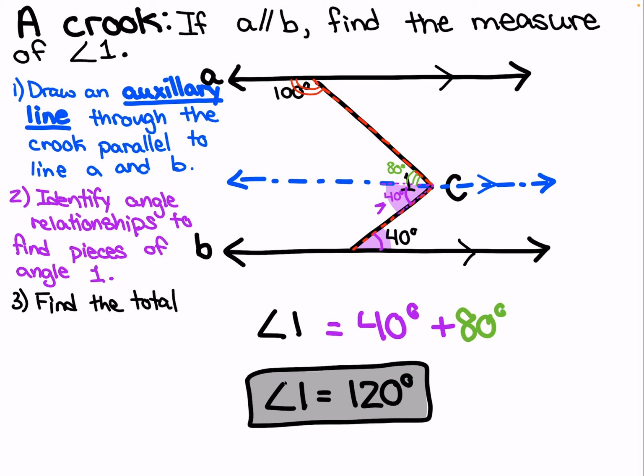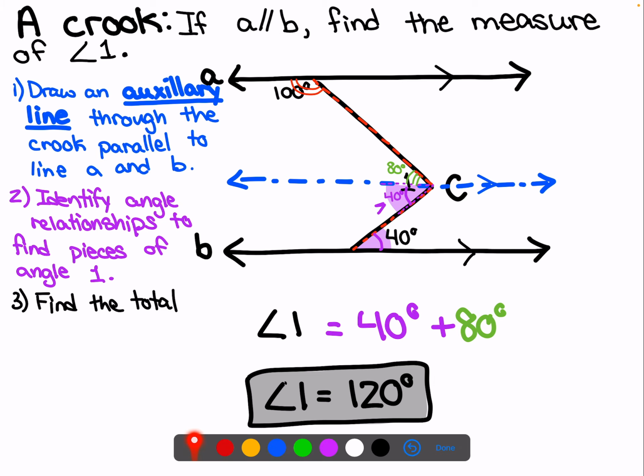So again, that's how you'll go through these crook problems. First, draw an auxiliary line through the crook parallel to your 2 given lines. It's important that your auxiliary line goes through the bend. And if there's multiple bends, you draw multiple lines. Step 2, look for angle relationships to find these missing pieces. You won't always get a piece of the angle that you're trying to find right away. You may need to find some missing angles first. Then lastly, step 3, add up those pieces to find the total.